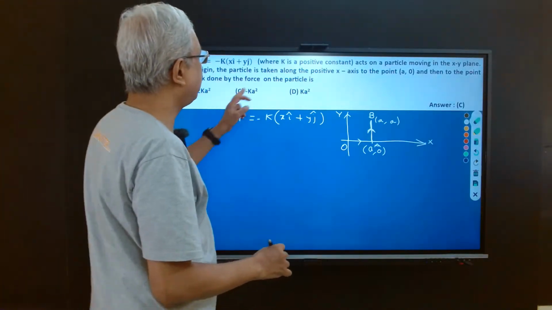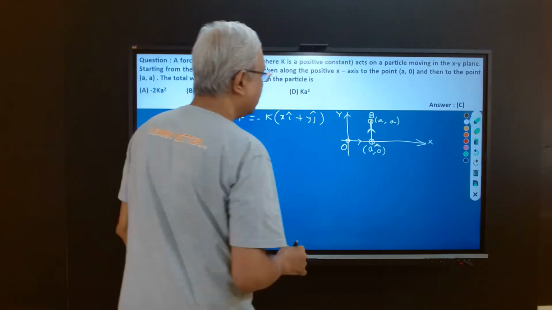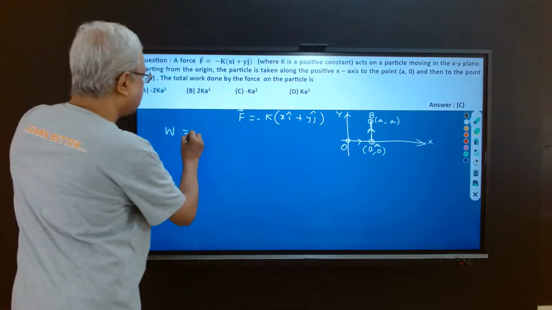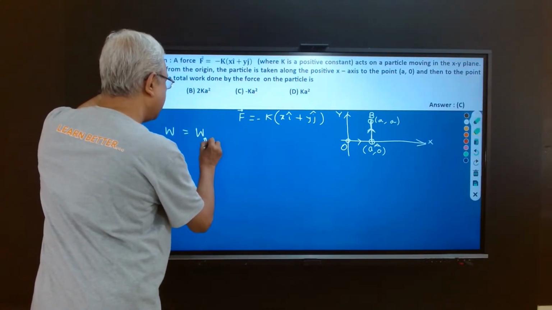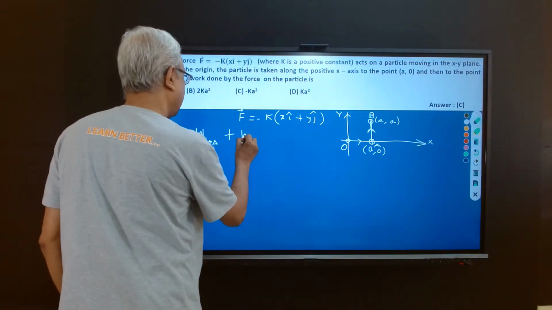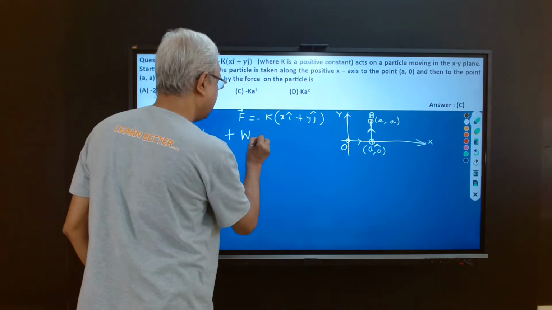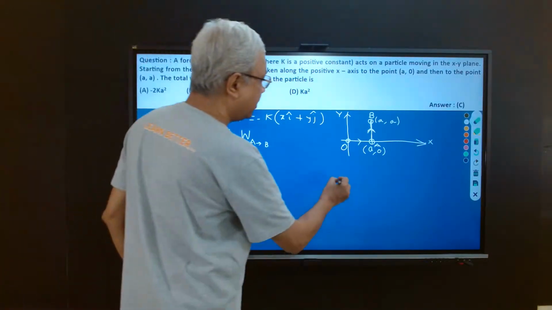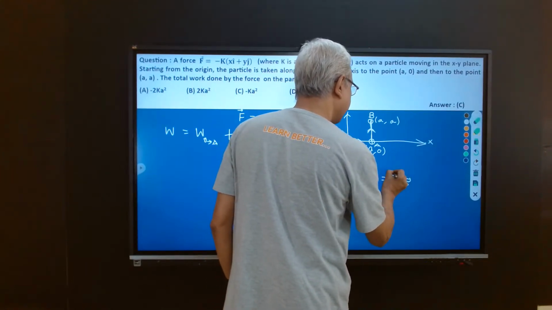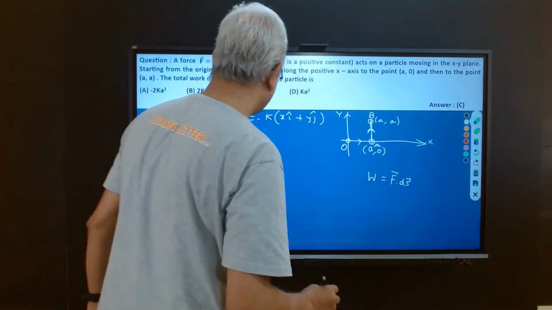The total work done by the force on the particle is how much? That we have to find out. So total work done is equal to the work done in taking the particle from O to A, origin to A, and then the work done in taking the particle from A to B. But what I know is F dot ds. This is the expression for work: force vector dot displacement vector.